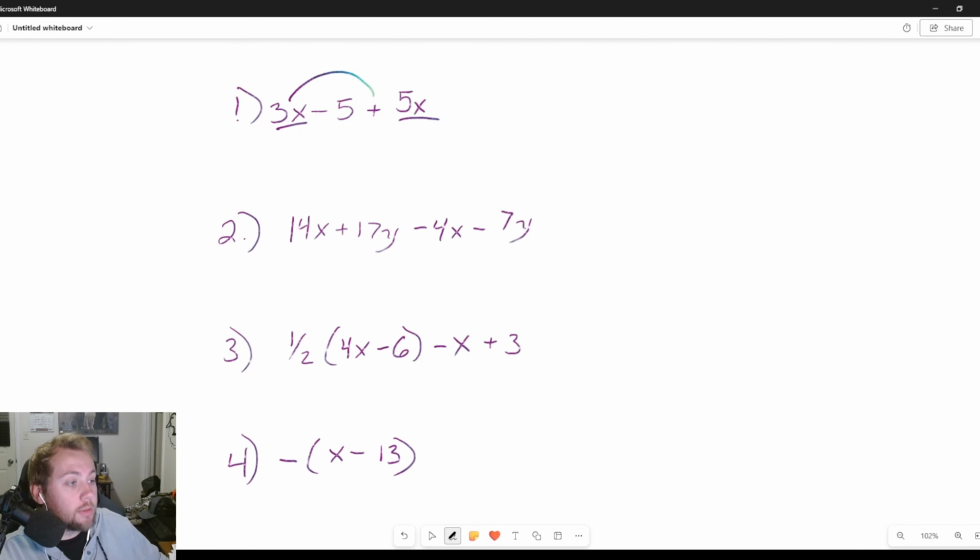So I do 3 plus a 5x because they're both positive, and I get an 8x. And I just drop down this minus 5 because it doesn't go with anything else. So 8x minus 5 would be our final answer there.